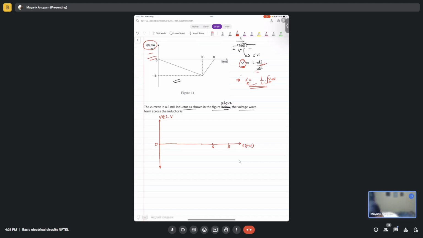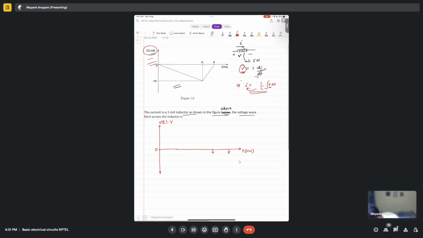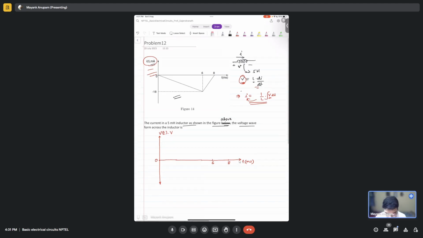Maybe y2 minus y1 divided by x2 minus x1. We have to substitute dt instead. No. Okay, let me help you out, you're getting confused. You just have to find the time derivative of current and multiply it with the inductance, and then you will get the voltage waveform.